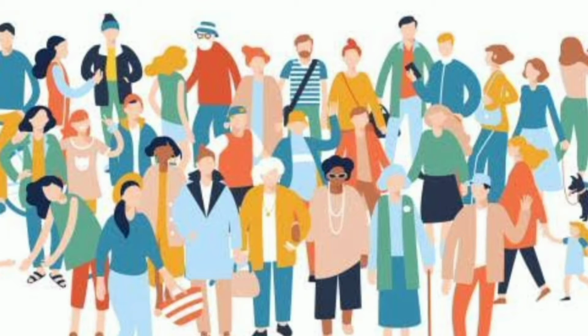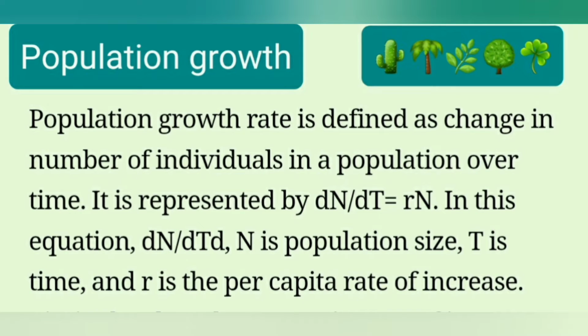So, let's start. Population growth rate is defined as change in number of individuals in a population over time. It is represented by dN/dt = rN, where r stands for the rate of growth and N is the population density. In this equation, dN/dt, N is population size, t is the time, and r is the per capita rate of increase. Clear?